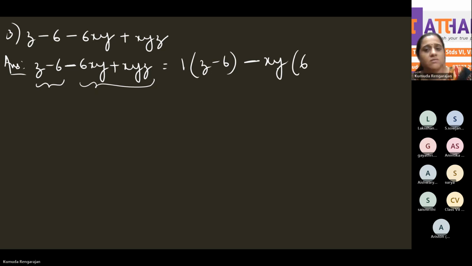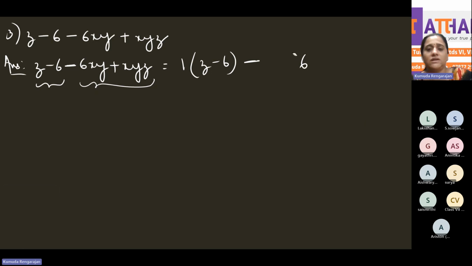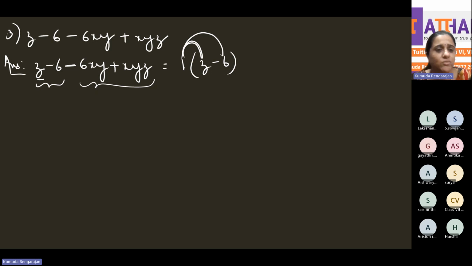Then minus xy into what is xyz? Minus z. Minus z here. Till here is fine. There's nothing common between z and 6. So 1 is HCF. So in the bracket, 1 into z is z. 1 into minus 6 is minus 6. See, when you multiply, you should get these terms, right? You must get these terms.